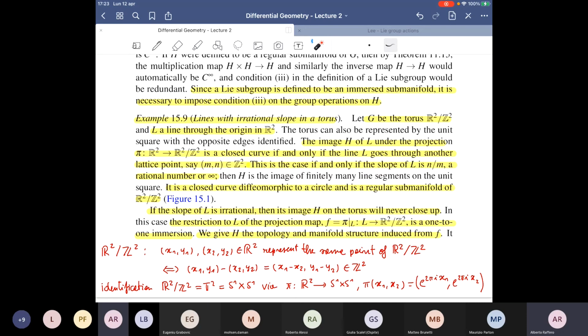The bad case is when you have a line passing through the origin in R2 whose slope is irrational. In such a case, your image in the torus will not close up, so you will get what is called a dense subset of the torus. So you can restrict the projection to L and get a one-to-one immersion of this line inside the torus, and you can give it the topology induced by the map. Now we will see what this means.